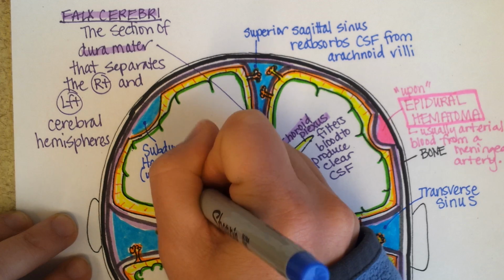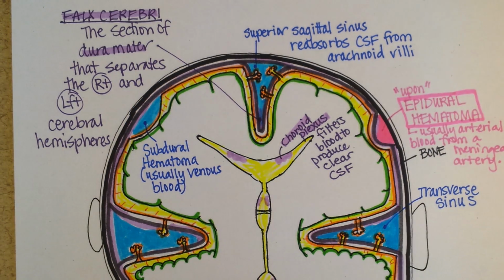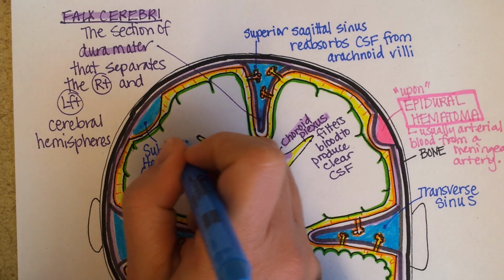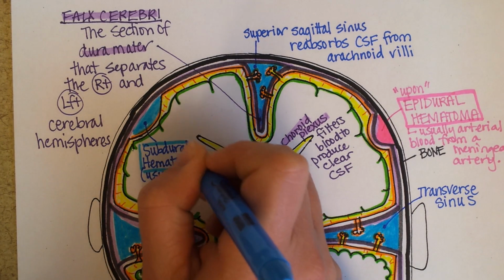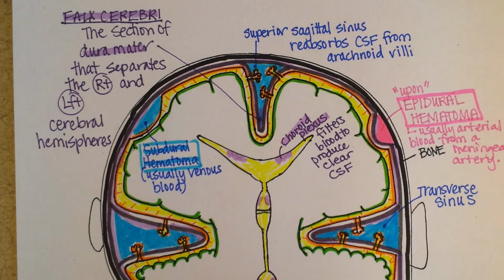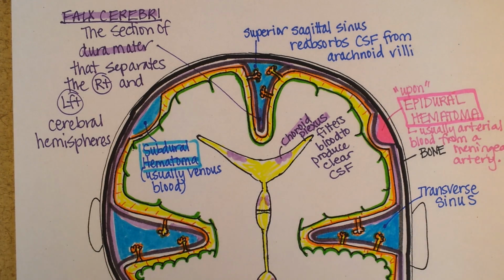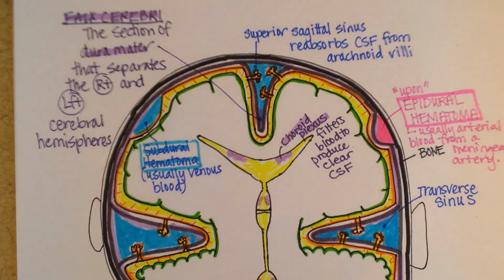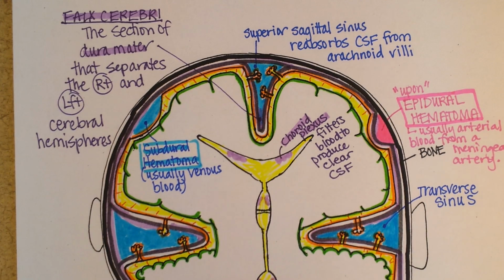This can be the kind of hematoma that occurs in shaken baby syndrome, for example. And the symptoms of a subdural hematoma are, from what I understand, more gradual, and over the course of a few days, the person may become more and more confused as the pressure is damaging the neuronal tissue.